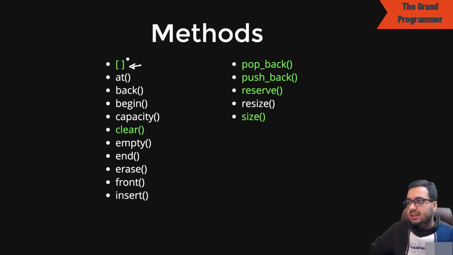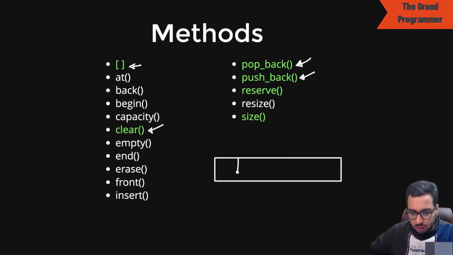You have square brackets as an overloaded operator, and you have this clear method as well. If you want to remove everything from the vector, you have a method called clear. If you want to remove the last element, you have a method called pop back. If you want to push something from the back, you have push back. Now it is very important to think, why don't we have a method like push front in the vector?